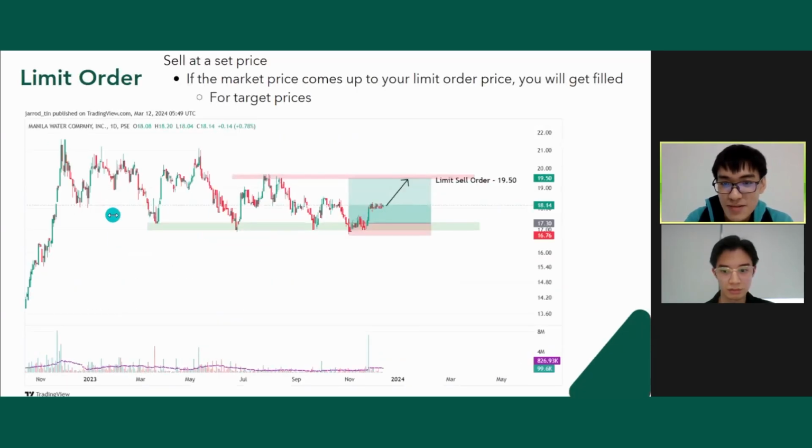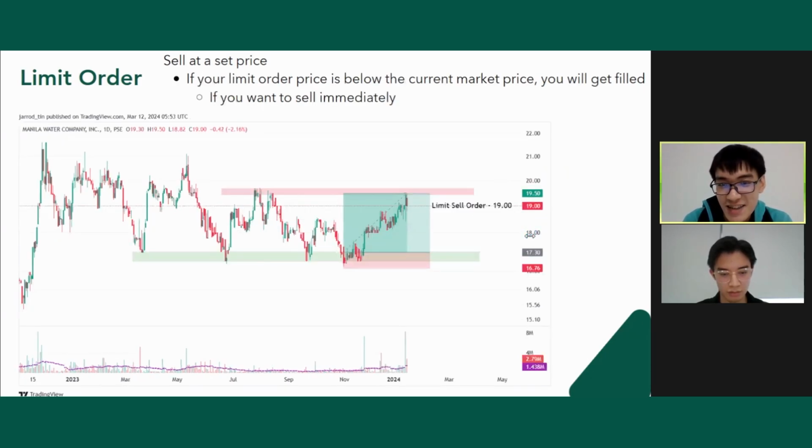So just to recap, sell limit orders are good for taking profits if you already know where you'll sell, 'di ba? Pila ka na lang, kumila na yung ask mo. Your sell order, ipila mo na lang sa taas, then just wait for the price to hit it. The next is if nandyan na, tapos you just want to sell immediately, you just set your sell limit order lower or at the current market price so that you can get filled immediately. So ganun lang yung limit order.